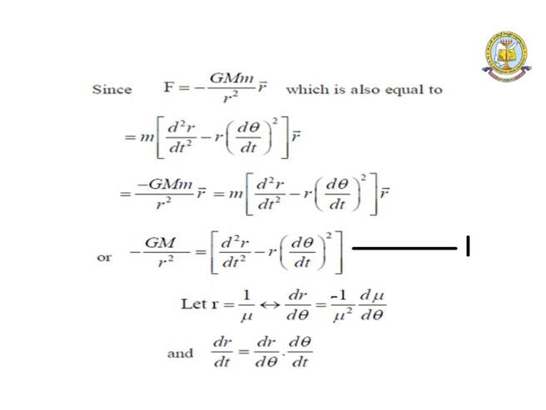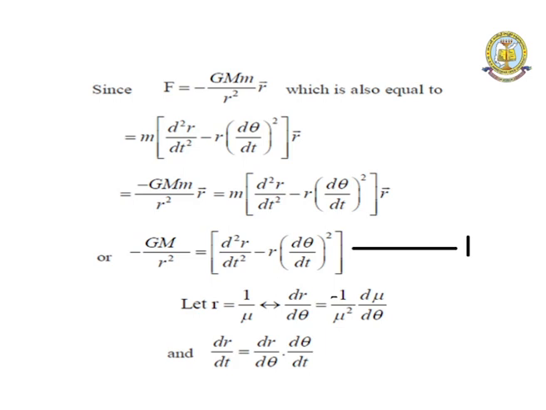This gravitational force and radial acceleration, both are equated here. So here -GMm/r² into r cap is equal to m into [d²r/dt² minus r into (dθ/dt) whole square] into r cap. So here r cap and m are both cancelled. So -GM/r² is equal to d²r/dt² minus r into (dθ/dt) whole square. That is equation 1. Let us consider r is equal to 1/u.